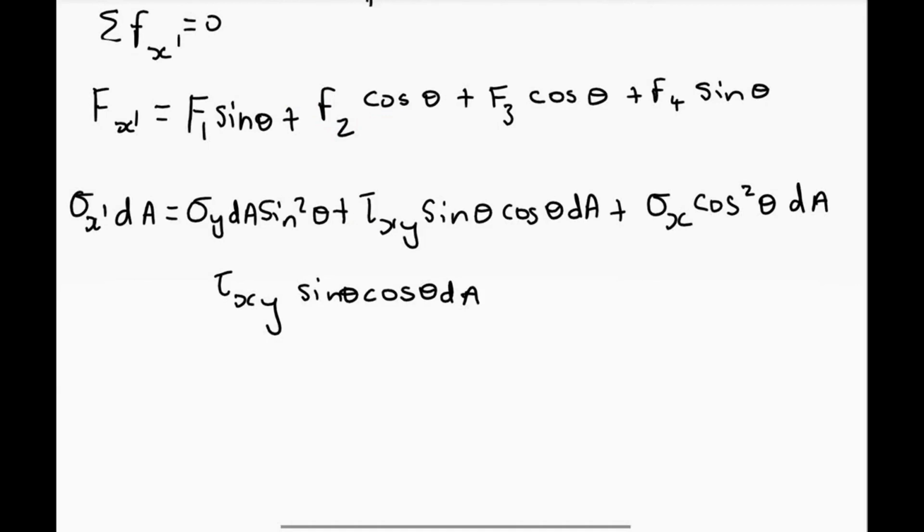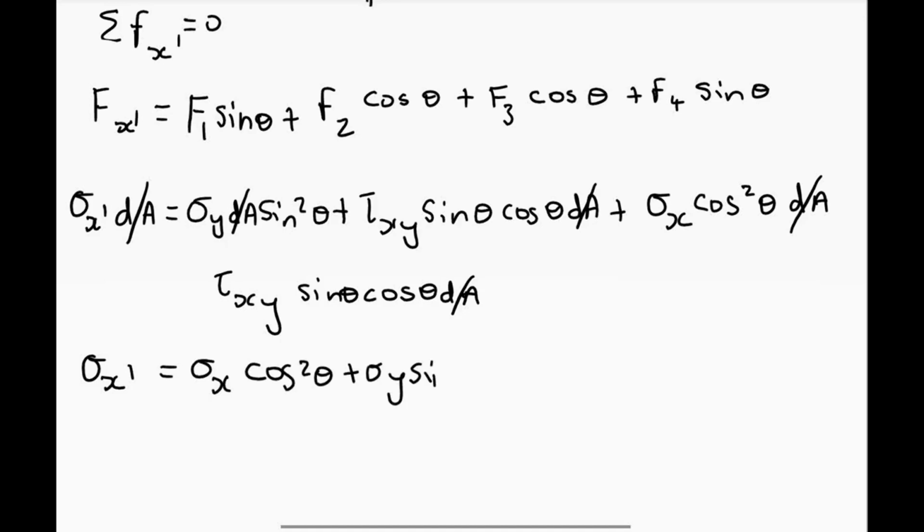Now the dA's are constant, so I'll just cancel them, so that I have sigma x prime is equal to sigma x cos squared theta plus sigma y sine squared theta plus 2 tau xy sine theta cos theta.